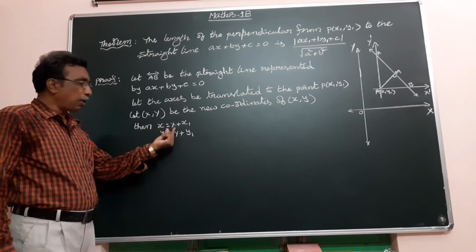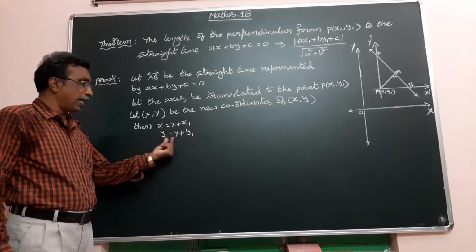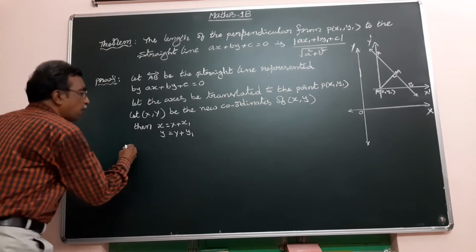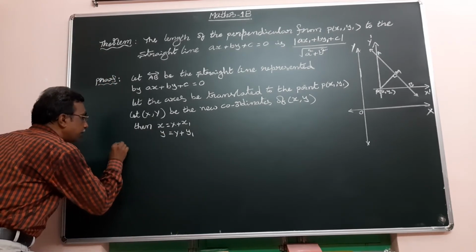Small x equal to capital X plus x1, small y equal to capital Y plus y1. Now we write the transformed equation of the given line.